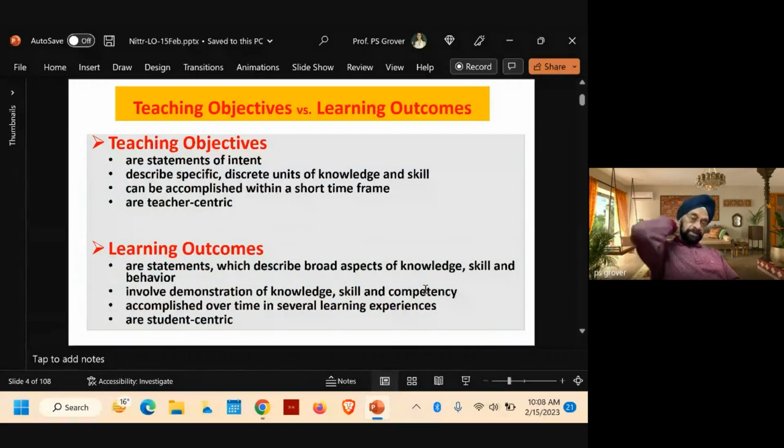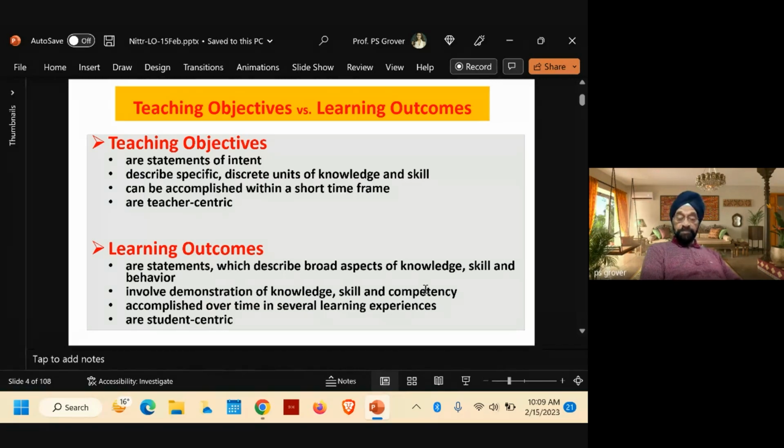Now, teaching objectives. There has been some kind of confusion between them and learning outcomes. Teaching objectives are statements of intent that describe specific discrete units of knowledge and skill. This is what the teacher does. Teacher says, in today's session, this is what we are going to do. This is what I'm going to teach. So the objectives describe specific discrete units of knowledge and skill. They can be accomplished within a short period of time and are teacher-centric.